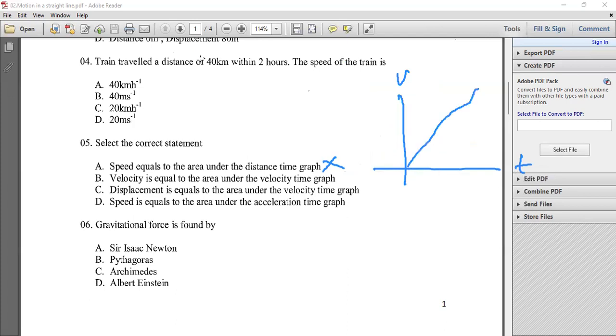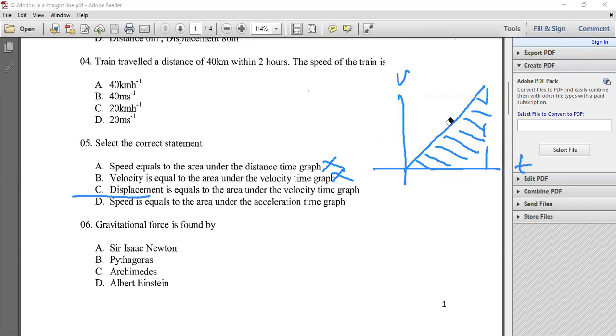You should consider the velocity. The curve of the graph itself would be indicating the velocity. So that's also wrong. Go to the third one. See, displacement is equal to the area under the velocity-time graph. Yes, that's very true. If you consider the area under the velocity versus time graph, that is clearly indicating the displacement that the object travels. That's very true. So that is the answer.